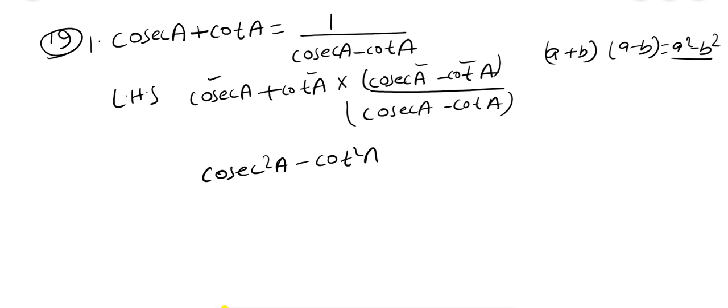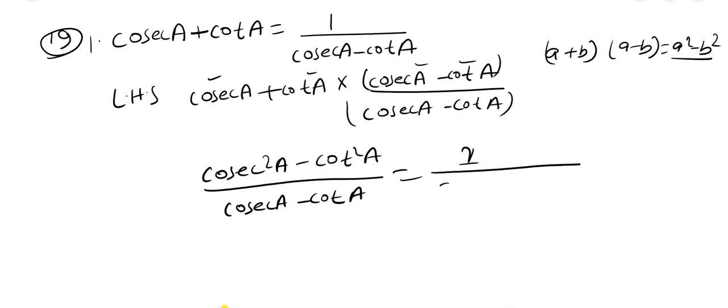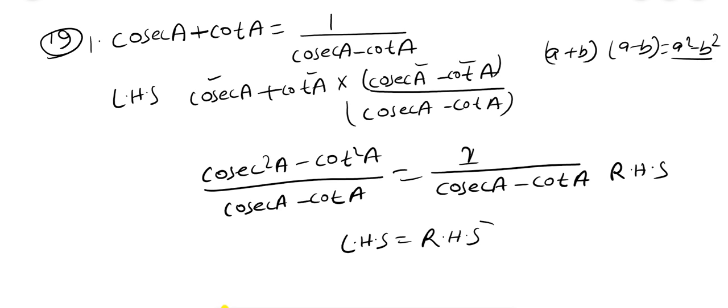So we get cosec square A minus cot square A, over cosec A minus cot A. This is 1 divided by cosec A minus cot A. So this is the RHS, we got it here. I can say LHS is equal to RHS. So this is your answer. Question number 19 we have done, now we will come to the next question.